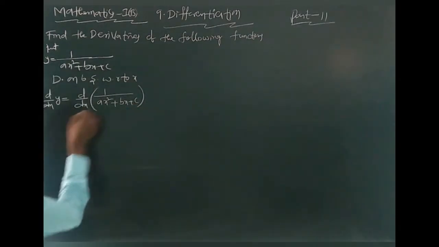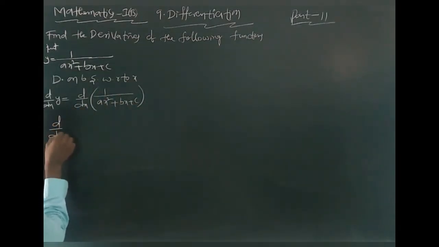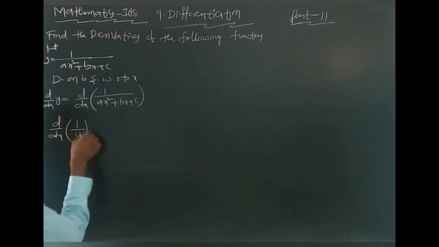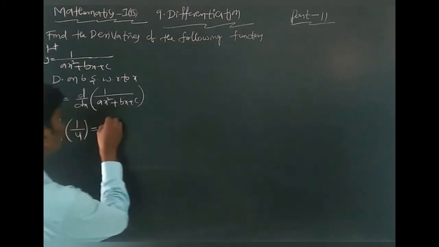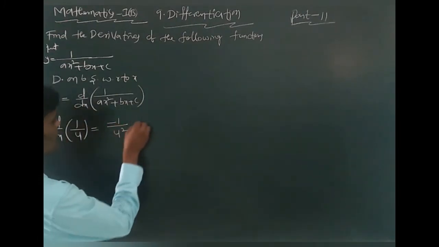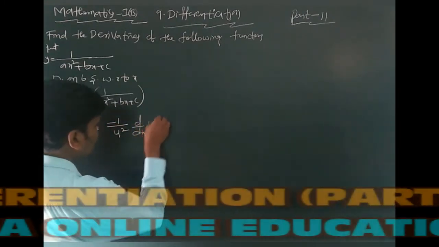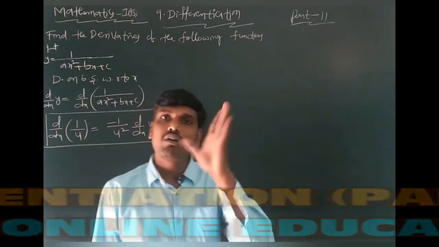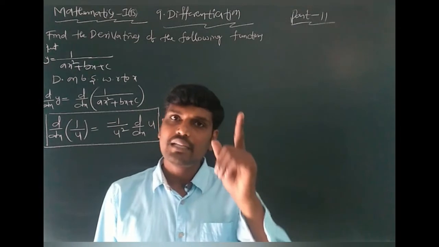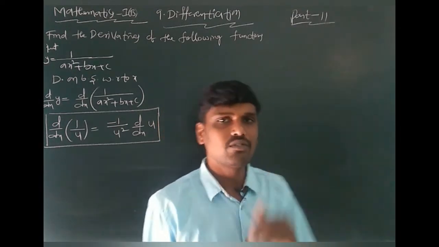This is in the form of d by dx of 1 by u. What is the formula of d by dx of 1 by u? Minus 1 by u square into the derivative of u. This is the formula of the derivative of 1 by u: minus 1 by u square into the derivative of u.